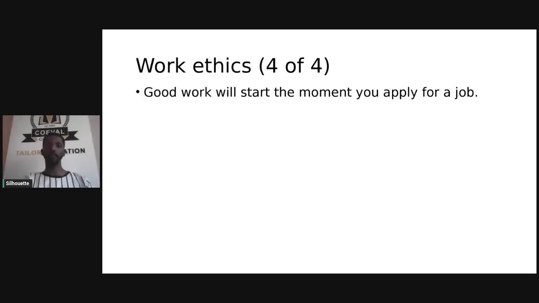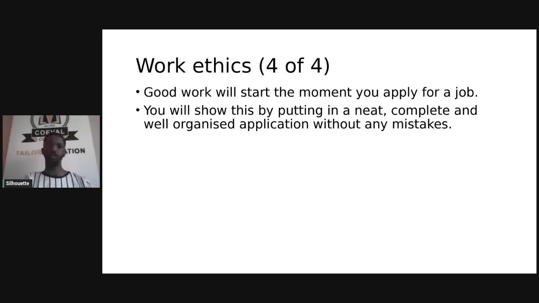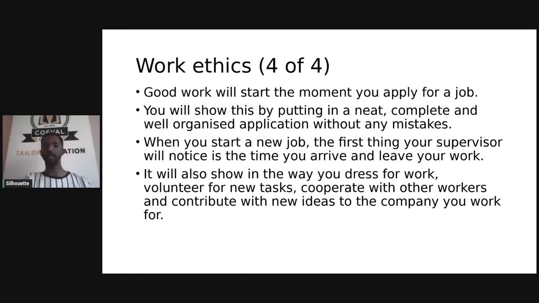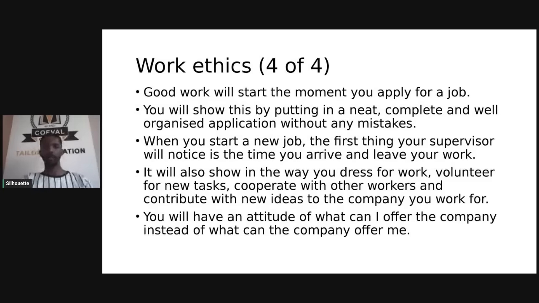Good work ethic will start the moment you apply for a job. How so? It will show through your CV. If your CV is neat, complete, and organized, this will show a good work ethic to your potential employer, or the potential person that you'll be working for. When you start a new job, the first thing your supervisor will notice is the time that you arrive for work and the time that you leave work or go home. It will also show in the way you dress for work, or volunteer for new tasks in the company, or cooperate with other employees and contribute new ideas within the workplace. You will have an attitude of what you can offer the company instead of what the company can offer you.